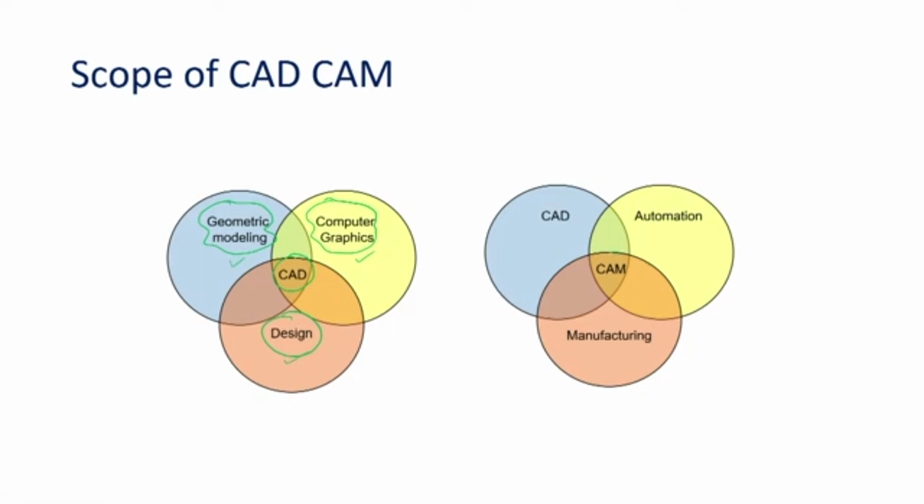As far as computer aided manufacturing is concerned, it is the intersection of computer aided design, automation and the manufacturing operations or manufacturing processes. So, to become a CAM engineer, he or she must know about the CAD related software or CAD related technologies, various manufacturing processes which are being used in the industry, and the automation technologies.